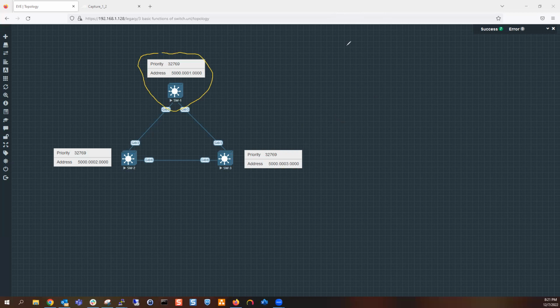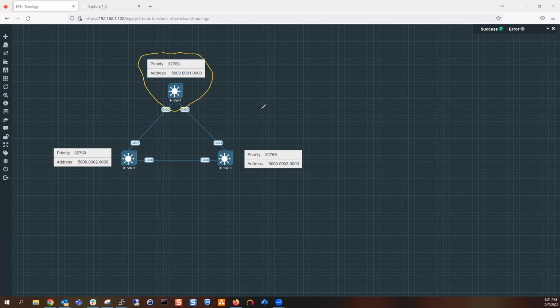When we start doing convergence is what we're doing. So we have our root bridge, and this is the switch that's in charge of making sure traffic is passing everywhere, because it's the switch that calls the shots. It's the king of kings within this broadcast domain.